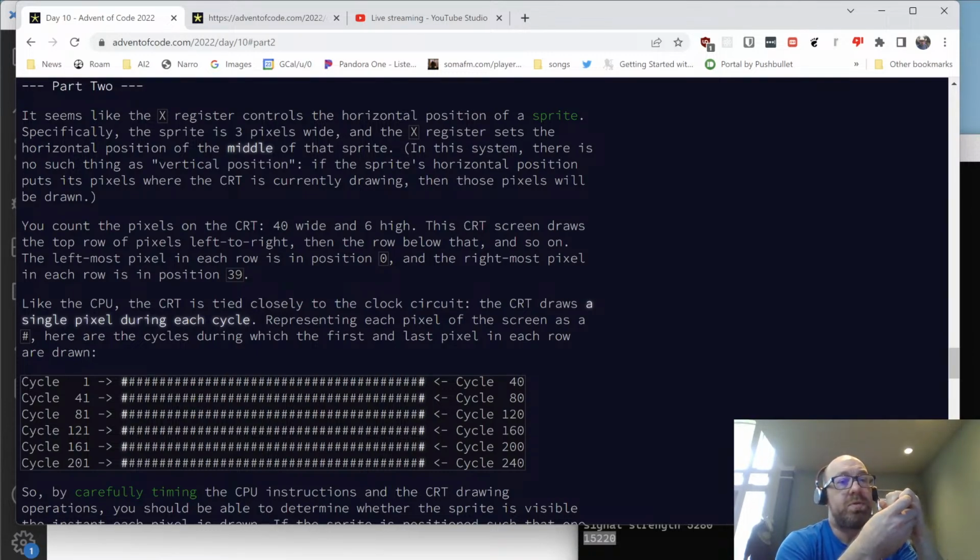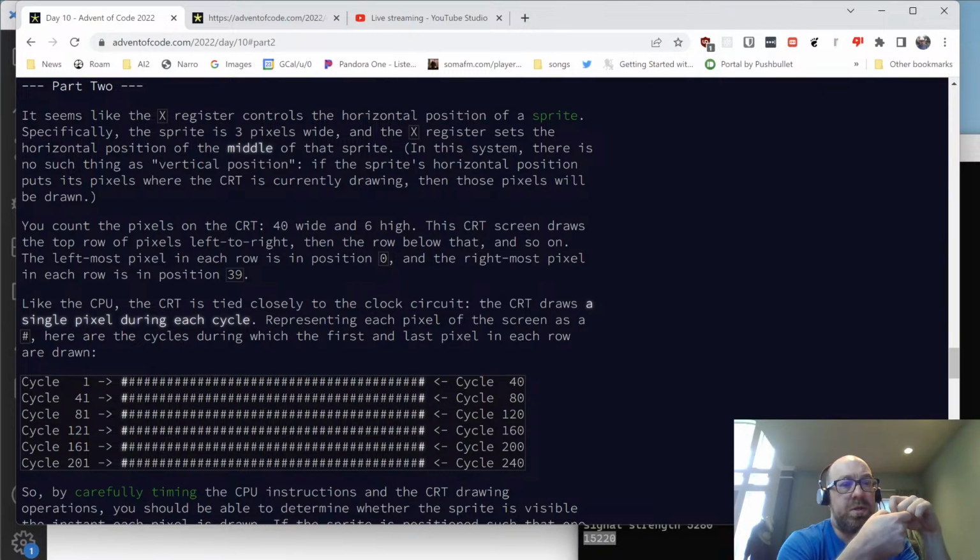It seems like the X register controls the horizontal position of a sprite. Specifically, the sprite is 3 pixels wide. The X register sets the horizontal position in the middle of that sprite. Those pixels will be drawn. Count the pixels in the series, 40 wide and 6 high. The CRT screen draws the top row of pixels left to right, and the row below that, the leftmost pixel is position 0.